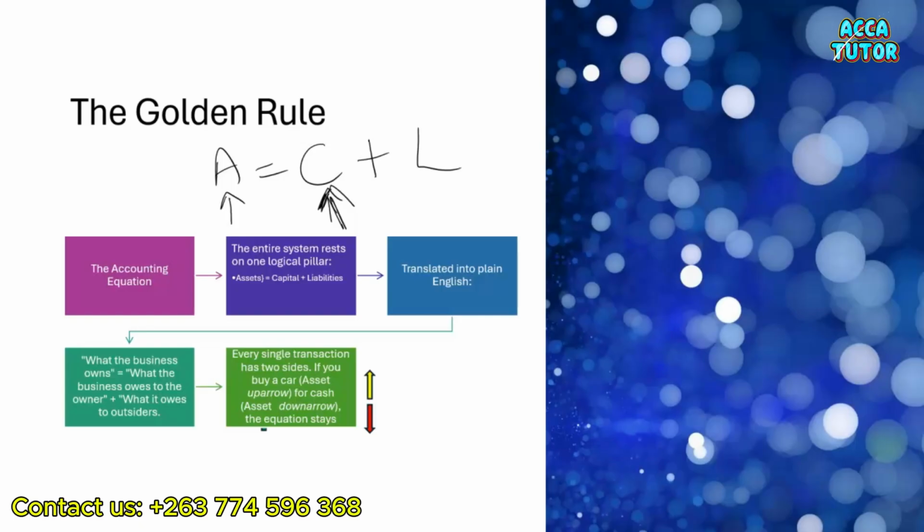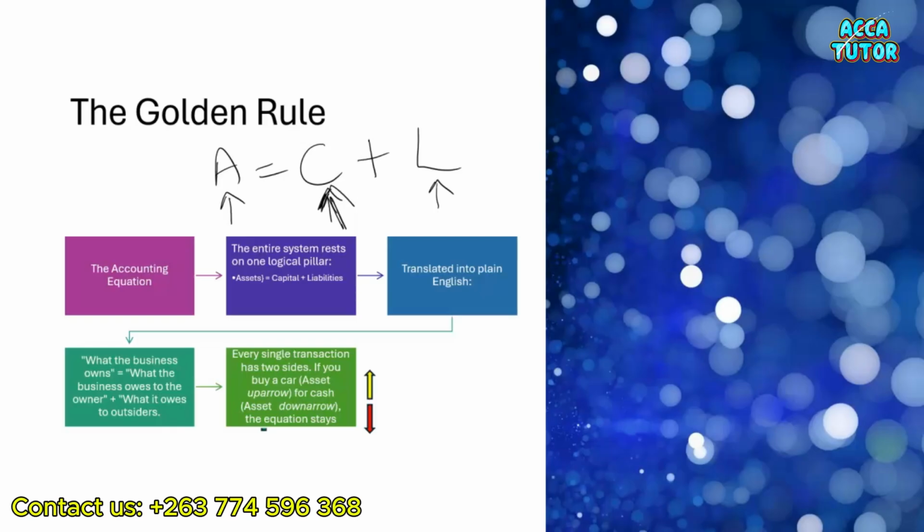Then there's also this L. It is also a loan, but this one is an ordinary loan. So it is given the name liability. So whatever the business owns is equal to what the business owes to the owner, the C, plus what it owes to the outsiders, the liabilities, the L.